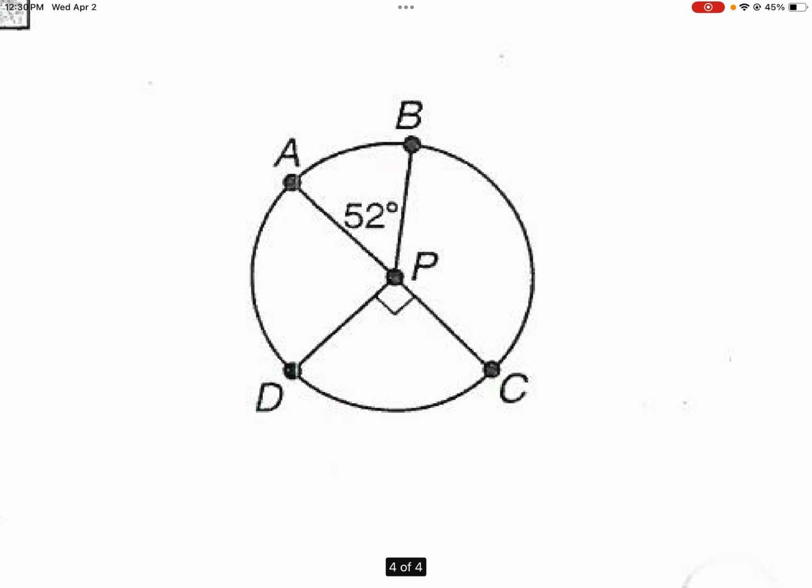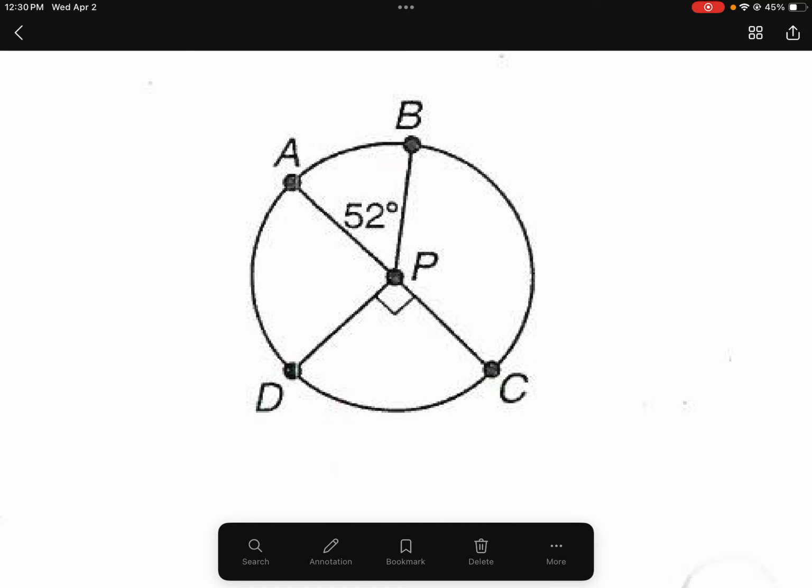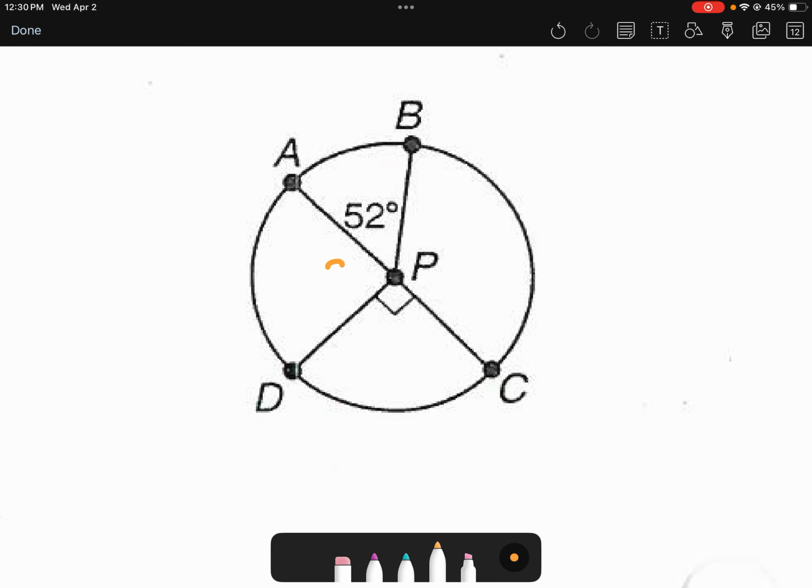All right, so let's look and see what we have here. They told us that segment AC was a diameter, so that's really important. I immediately know those two angles, and I can calculate this other one.